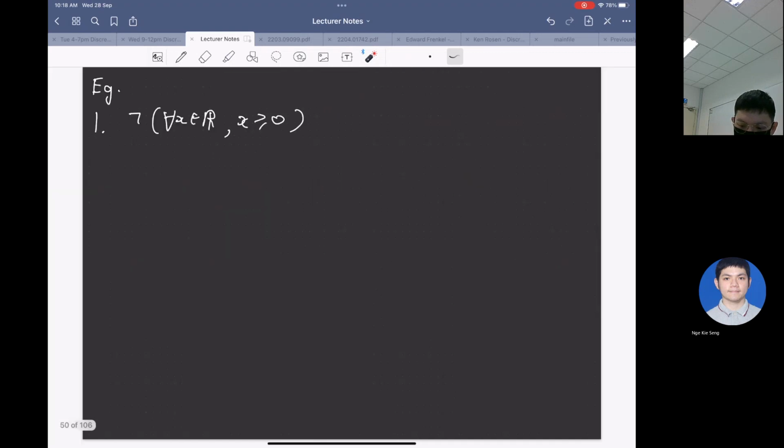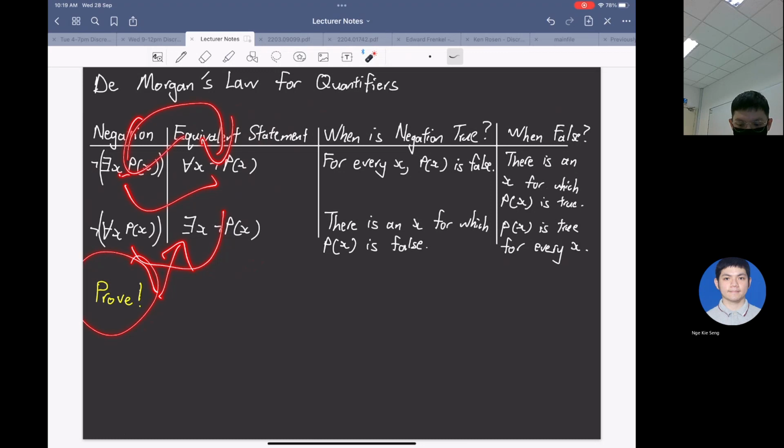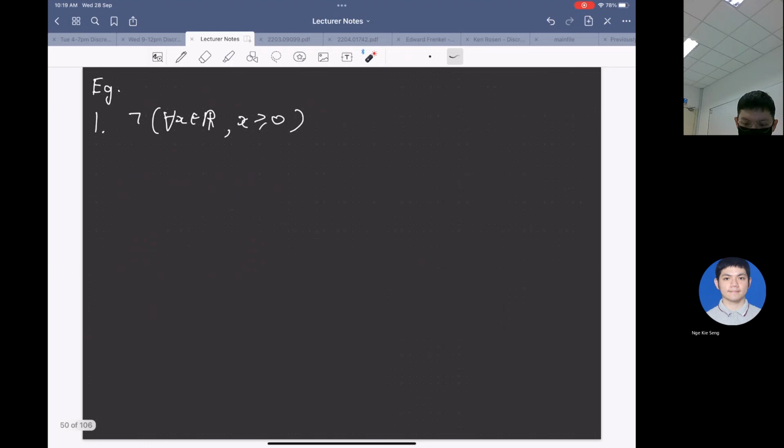Okay, actually you can prove these two equivalent statements just by using words, like what I explained just now. So try it, prove it yourself. These two columns here are equivalent. Try the exercise at home.